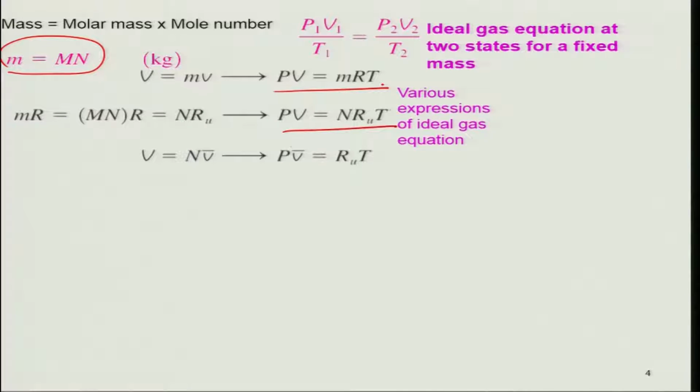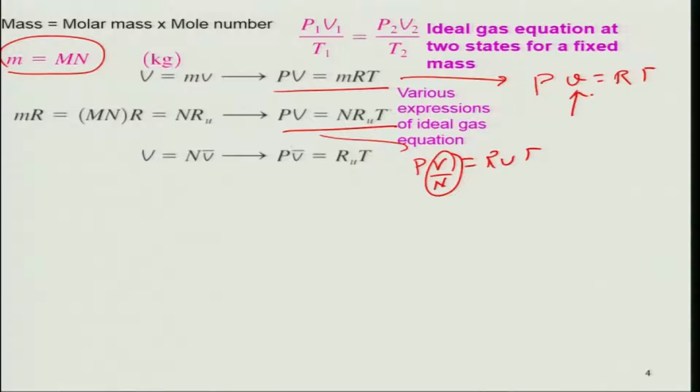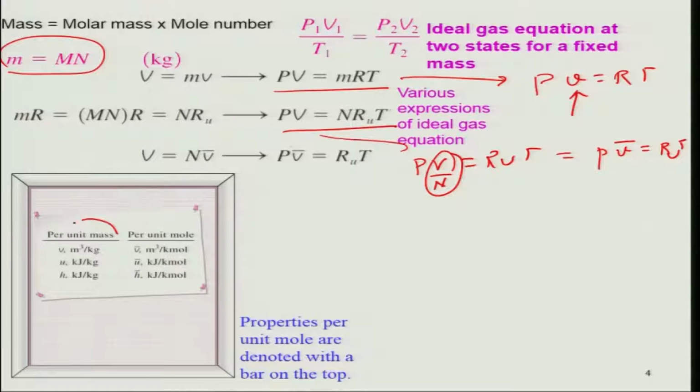You can also write it in a simpler form where you divide both sides by N, such that this is PV by N equals R_U T, and this particular quantity becomes the molar volume. Earlier we wrote this as PV equals RT, where v was the specific volume. Now this would be Pv equals R_U T. So this is another form of writing the ideal gas expression: one is on a per unit mass basis, the other on a per unit mole basis.